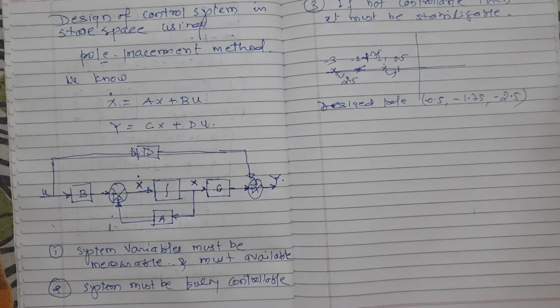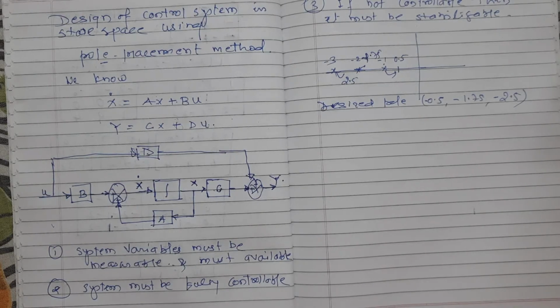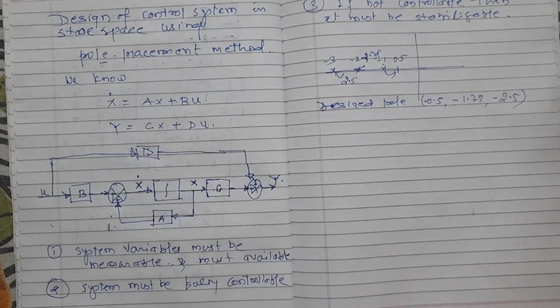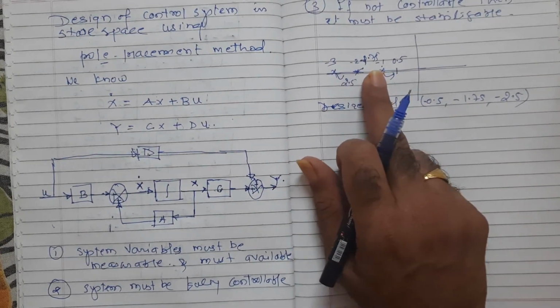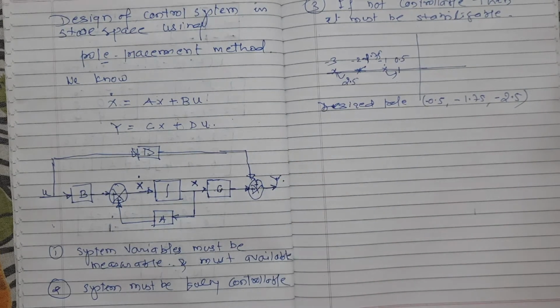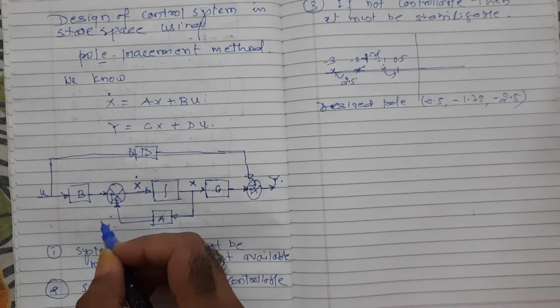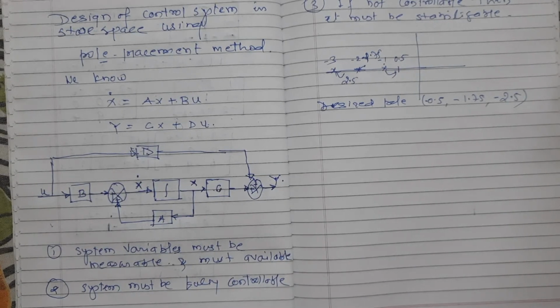How can I do this one? So, I have to do something in my control system so that my system will have its poles at -0.5, -1.75, and -2.5. This I will achieve. I will add something in the feedback, and using those feedback values, I will have the desired location of the pole.